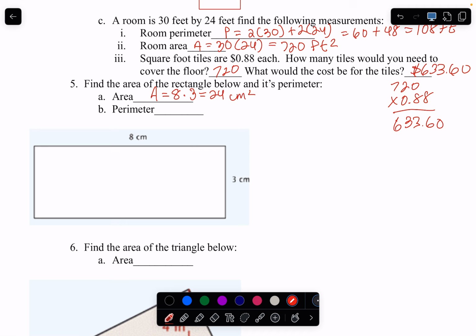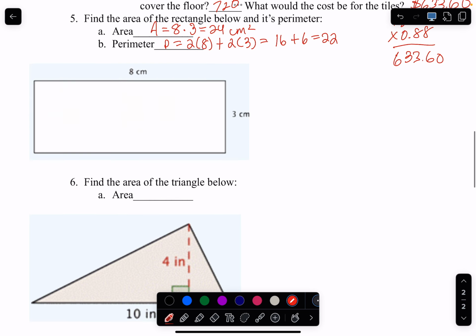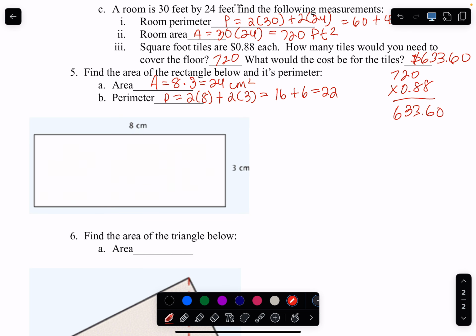Perimeter, we need 2 8s plus 2 3s. Or again, you can do 8 plus 3 plus 8 plus 3. It works. That's 16 plus 6, or 22. What kind of units do we need there? Just plain old centimeters, right? Because it's a length. Everybody good with that?